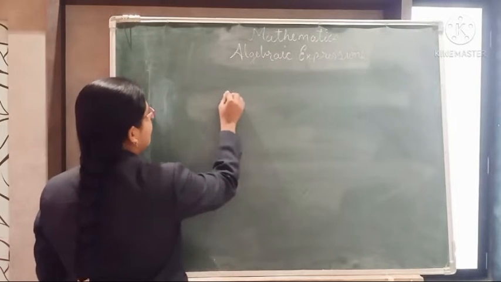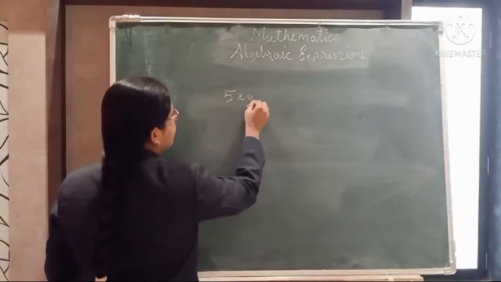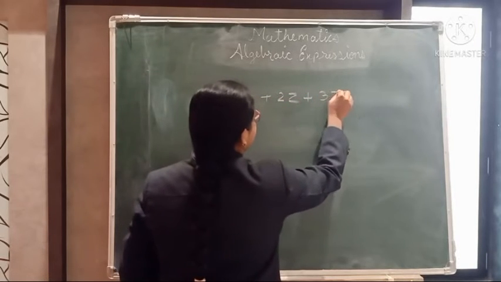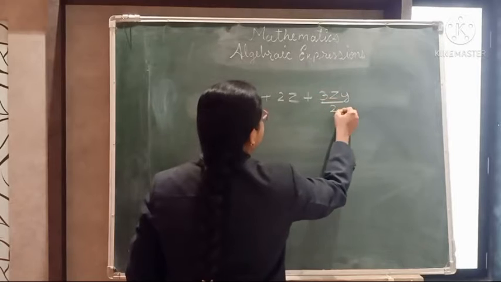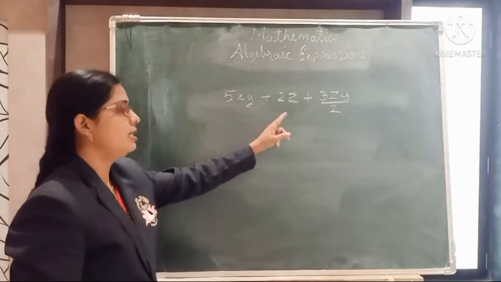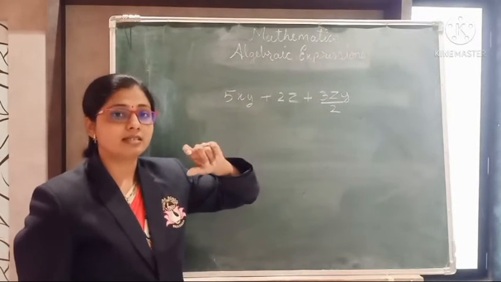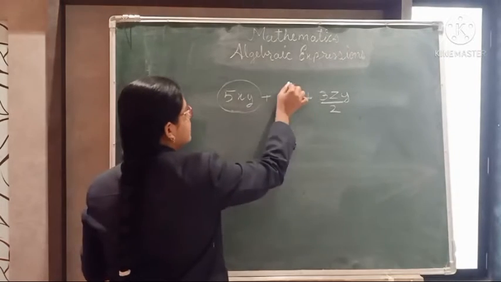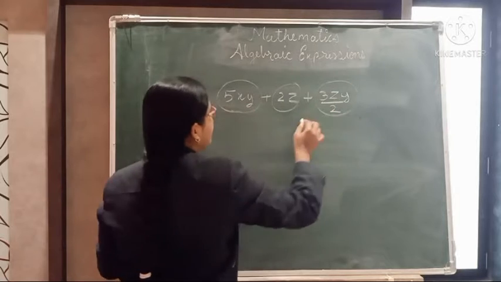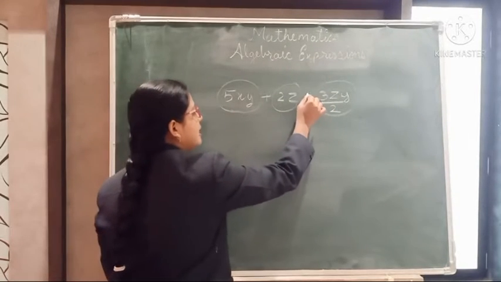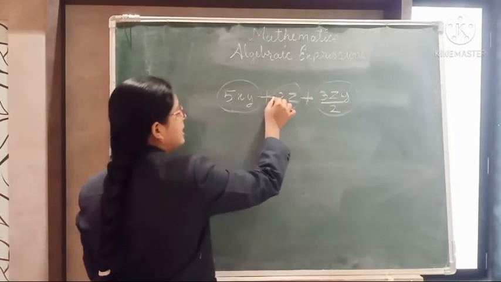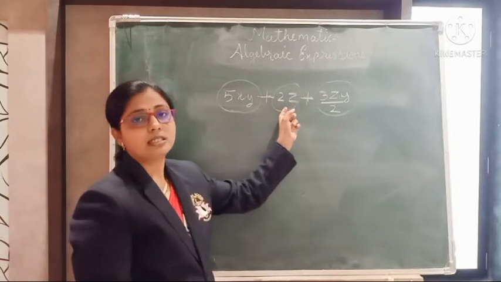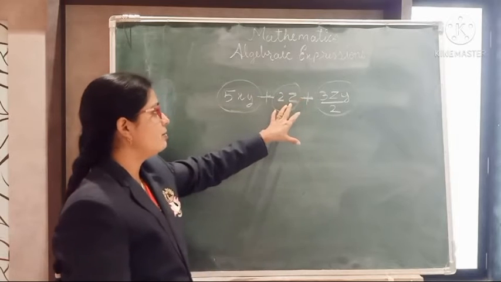Suppose now 5xy plus 2z plus 3zy upon 2. Now here you can see three terms are present. How will you recognize that they are three terms? This will be the first term, the second term, and this will be the third term. When these three terms are combined with a positive or negative sign, then it will form an expression, so at that time you have to recognize it.